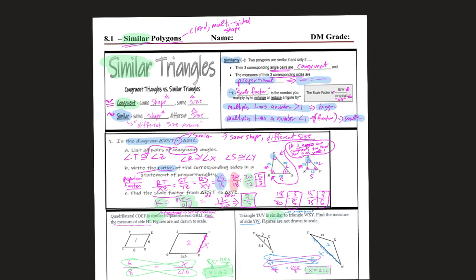Okay, kiddos, now let's continue on with our DCP review. Now we're going to talk about Unit 8. So we're going to start with, remember we talked about similar polygons. So similar means same shape, different size. So it's like different size versions, right?